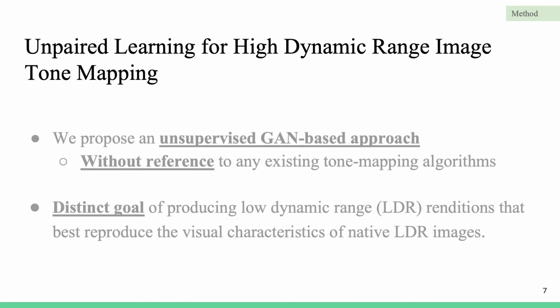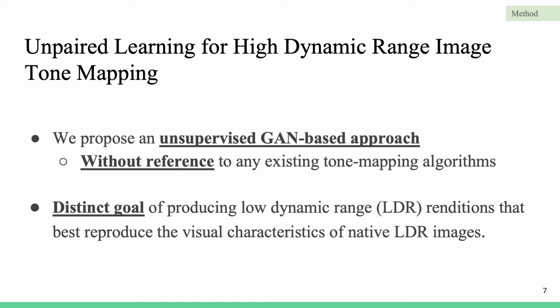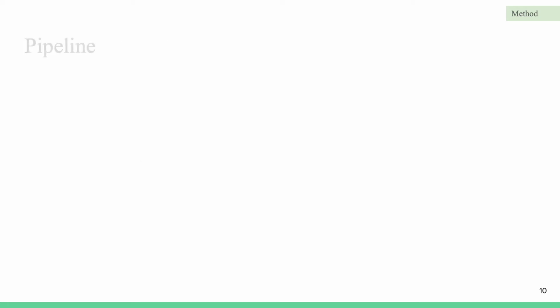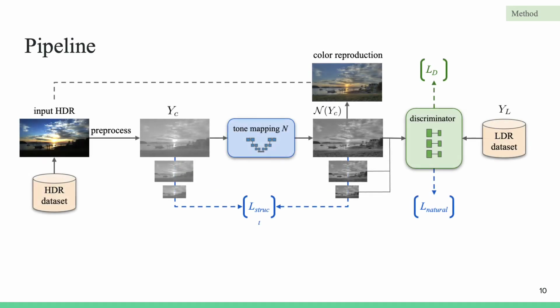By contrast to these methods, we propose an unsupervised GAN-based approach for HDR tone mapping, without reference to any existing tone mapping algorithms. We define the distinct goal of producing LDR renditions that best reproduce the visual characteristics of native LDR images. We will now present our method.